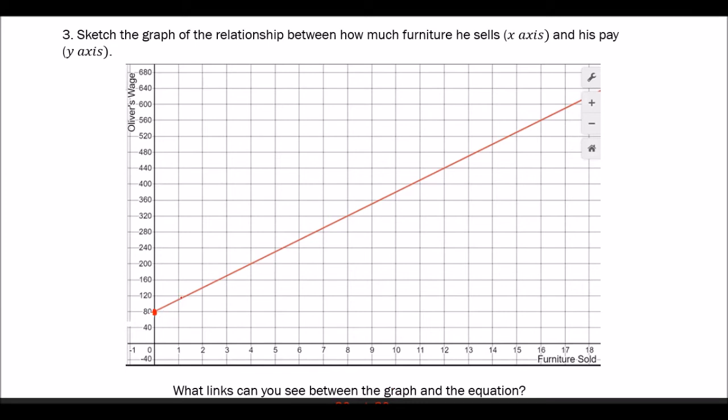If he sells one piece of furniture, remember he'll make 110. If he sells four pieces of furniture, he'll make 200, sorry. If he sells 8 pieces of furniture, he'll make 320, and so on and so forth. So it goes up by 30 each time. And notice how it's a straight line, which means it's a constant, as in it's adding the same amount each time.